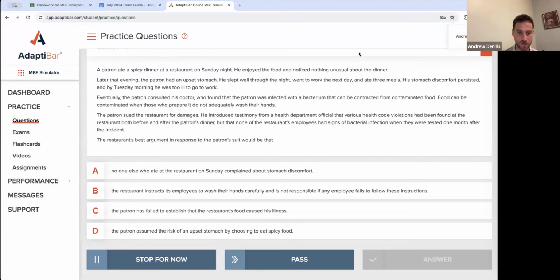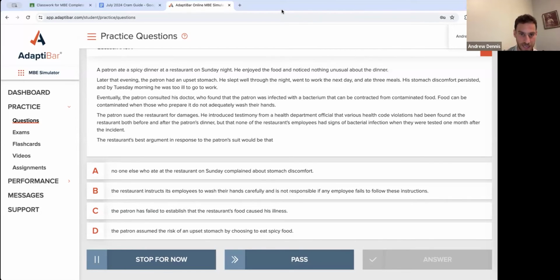C, the patron has failed to establish that the restaurant's food causes illness. What I would say here, and I have to go back and document the last question too on our cram guide, is that it's similar to the last one. The last one was they didn't breach a duty. This one was there's no causation. These are just going through the elements of negligence: duty, breach, causation, and damages. If you can't establish causation, then I don't think you have a very strong argument.